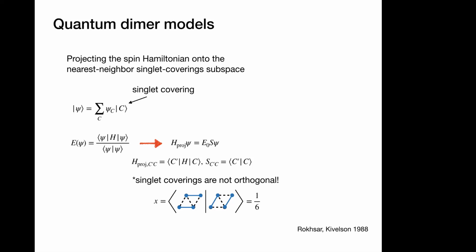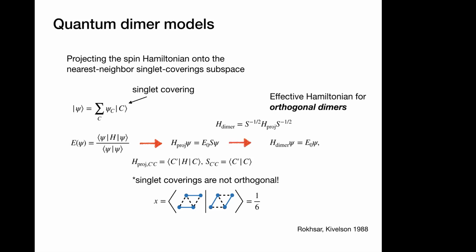So this results in the energy minimization procedure giving not just a standard eigenvalue problem, but a generalized eigenvalue problem, where on the right-hand side we have this overlap matrix, which exactly captures the overlaps of different singlet coverings. However, this problem can be mapped to a standard eigenvalue problem by defining an effective dimer Hamiltonian, where now my dimers are actually orthogonal. And I can write it formally like this.